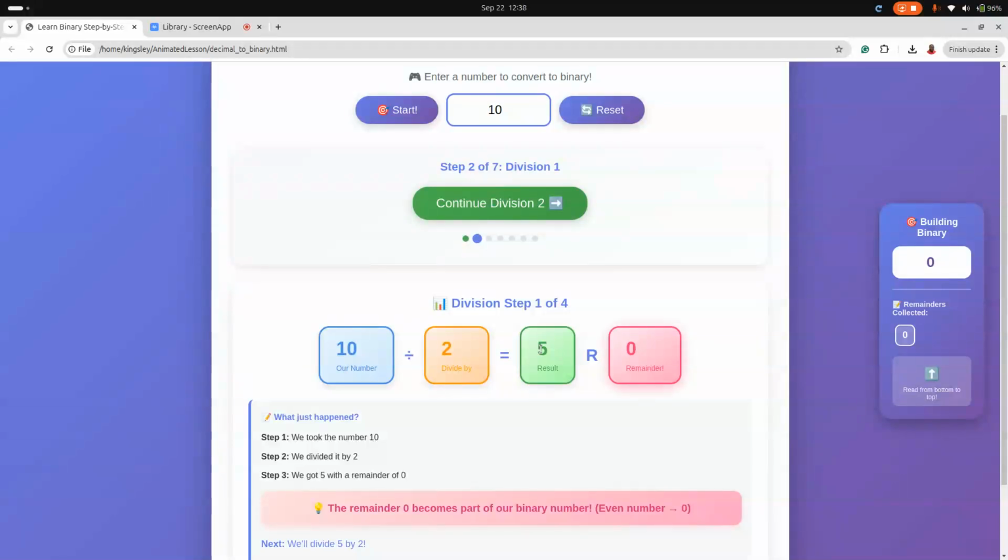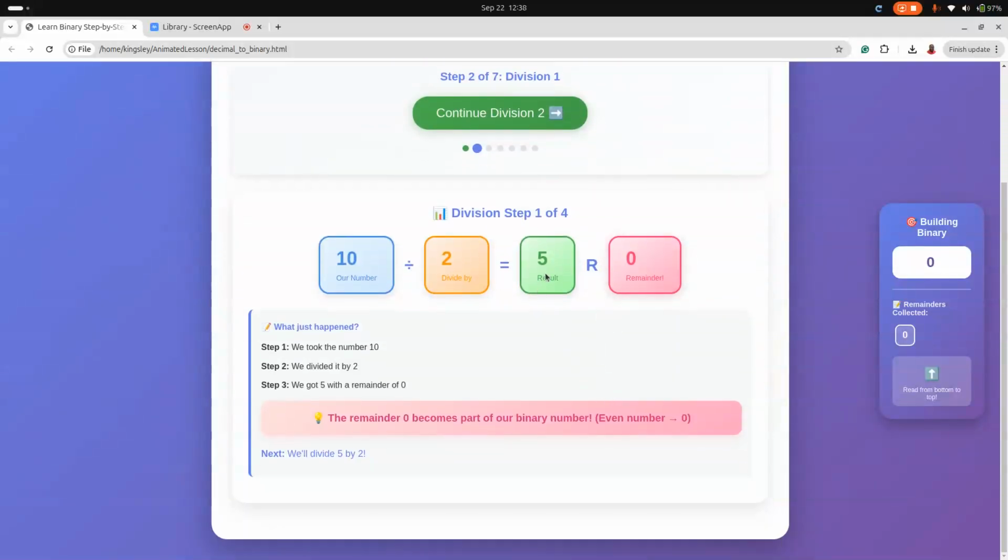So we're going to keep record of the result, the quotient, because we'll keep dividing the result until the result becomes 0. And then we'll keep taking all the remainders. These remainders will become our binary number. So we keep record of 5 in this case, and then we also keep record of the remainder. If you look on the right side, you will see remainders collected. We write it down. In this case, it's 0. And now the result is 5.